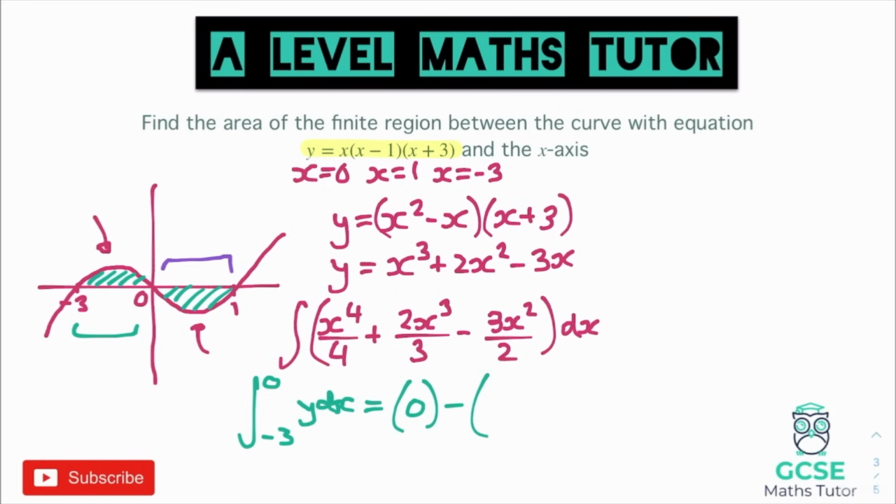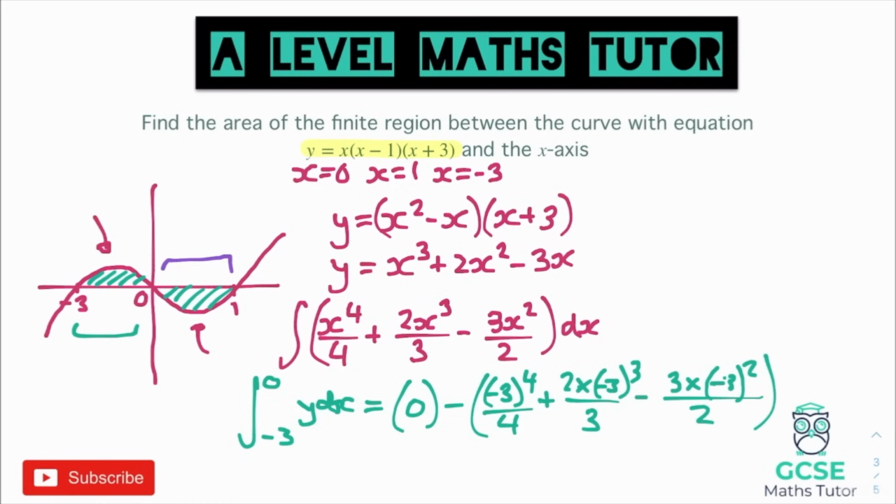So we have negative 3 to the power of 4 all over 4 plus, in our second fraction, 2 times negative 3 cubed all over 3, and then take away 3 times negative 3 squared all over 2. And there we go. If we work that out and type that into our calculator, for our first one we get the answer 45/4.